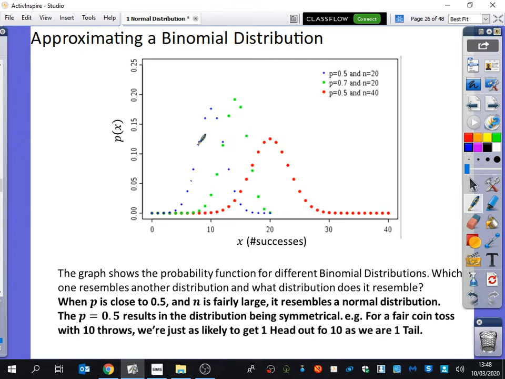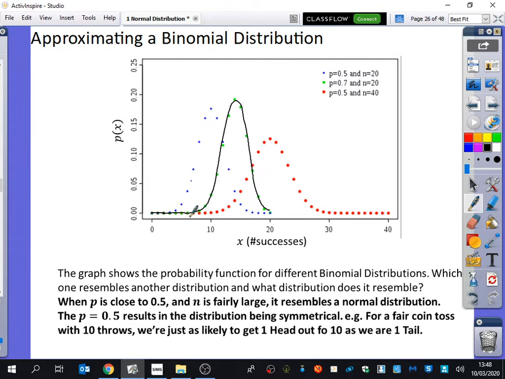The other thing that we should notice here is that when the probability is 0.7, so it's away from 0.5, we get this kind of distribution. I'm going to just draw over the top of this green one for a second, really carefully. It's only got 20 trials. Does this green one look like it could be a normal distribution? What makes it look like it could be a normal distribution? The peak and the bump. Is it symmetrical though? No.